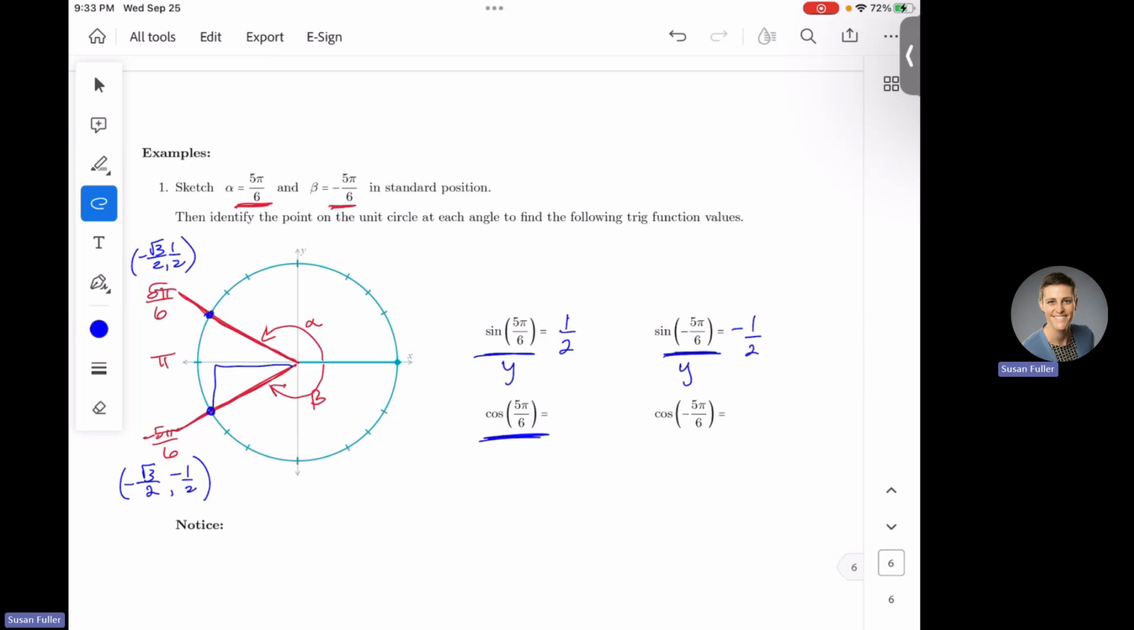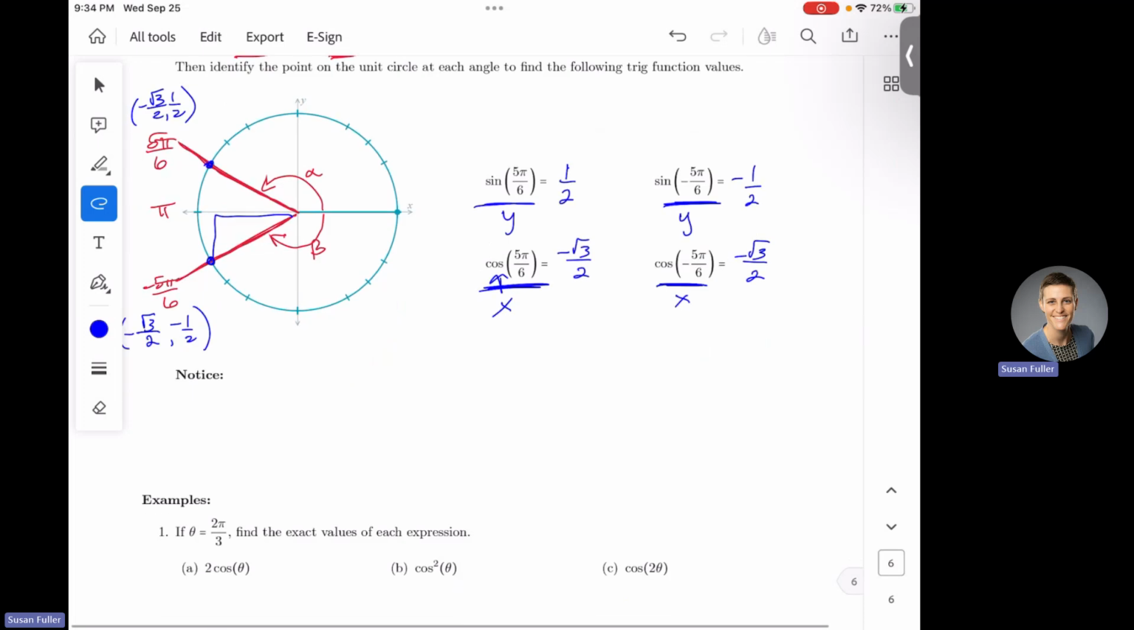All right, cosine of 5 pi over 6. What's the cosine of 5 pi over 6? Well, I'm going to go to 5 pi over 6, and cosine means I'm going to look at the x coordinate. What's the x coordinate at 5 pi over 6? Yep, it is negative root 3 over 2. So what's the cosine at negative 5 pi over 6? That means what's your x value at negative 5 pi over 6? Yep, it's negative root 3 over 2. Notice it's the same. It has the same sign, plus and minus, and it has the same value.